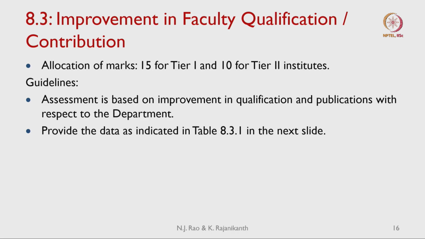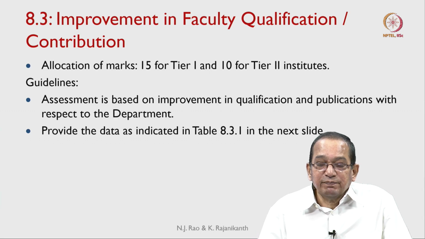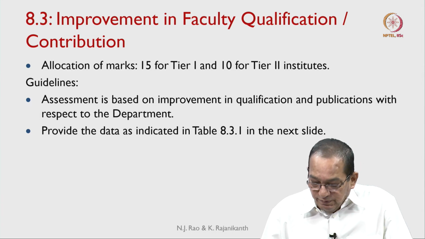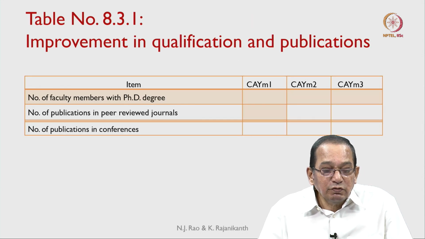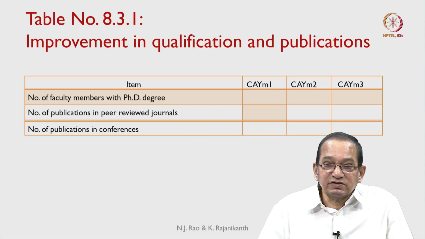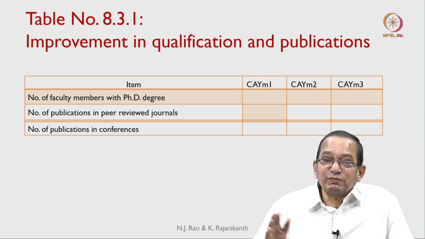Assessment is based on improvements in the qualifications and publications with respect to the department. So, over the period, has there been a consistent improvement in the quality of the publications, number of publications, or the qualifications of the faculty? Some of those with MTech might have by now acquired the PhD. So, improvements in the qualifications, because you must show that there is an improvement trajectory on which the department is moving. So, over the period of the assessment, that is CAY M1, M2, M3, number of faculty members with PhD degree, how many have completed their PhD during this assessment period, number of publications in peer reviewed journals, how much it was and how it has improved, number of publications in conferences. Again, all these they must show consistent improvement.